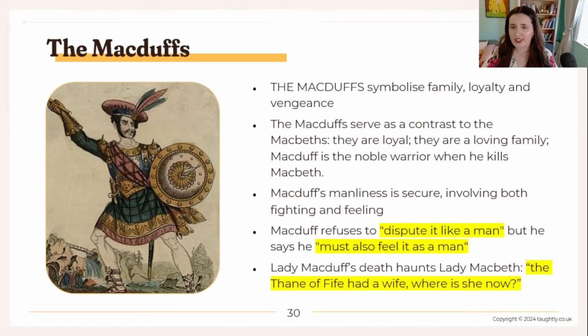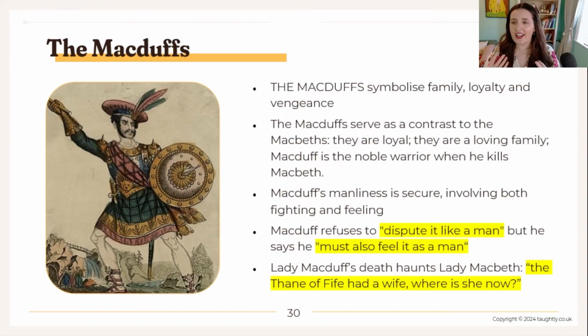It's also very interesting to contrast Macduff to Macbeth in terms of their manhood, their masculinity. Macduff's manliness is secure. His manliness involves both fighting and feeling. Now remember, when Lady Macbeth wants to manipulate Macbeth into killing Duncan, she says to him, "When you durst do it, then you were a man. When you do it, then you were a real man." So she's playing on his insecurity of his masculinity to manipulate him.